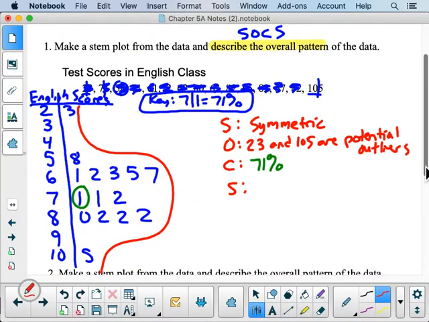The last S is for spread. That's the smallest score to the largest score. So see how that's a very big spread? So the dot plot would have had to go all the way from 23 to 105, which is why we didn't want to make a dot plot.